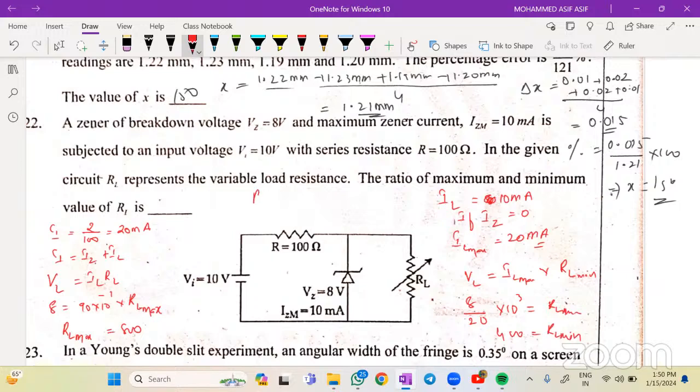So it is asking for the ratio. So RL max divided by RL minimum will be equal to 800 divided by 400. That will be equal to 2.